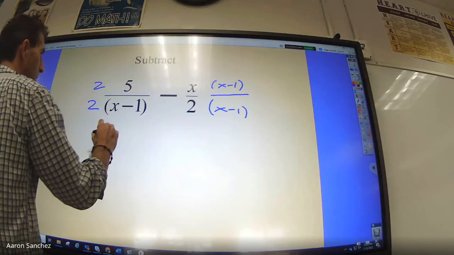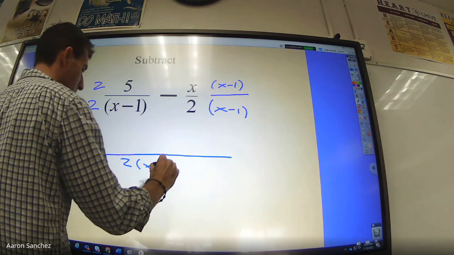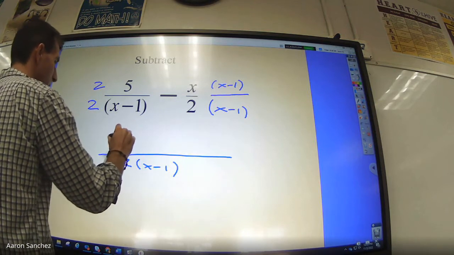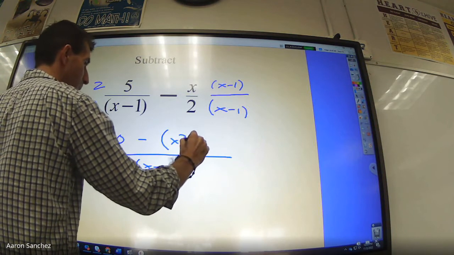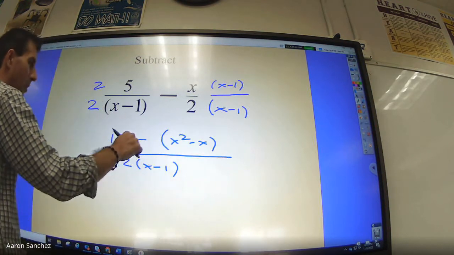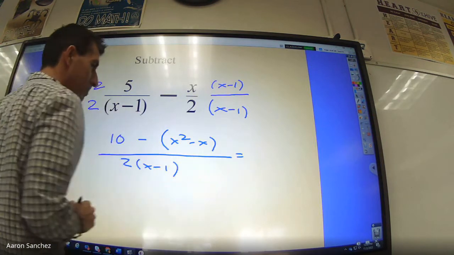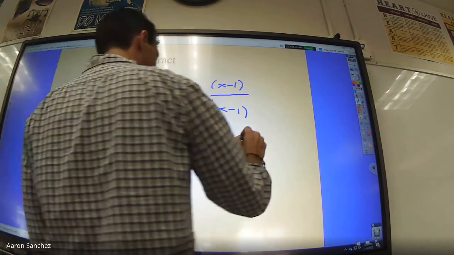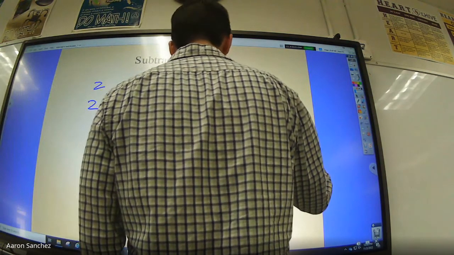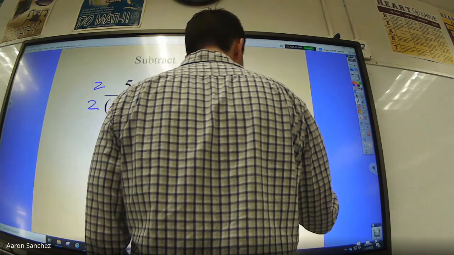So, the denominator is 2 times x minus 1. The numerator is 10 minus parentheses x squared minus x. Notice I kept this as positive and I put the negative here so I can see what it's going to equal. You see that step? Because the negative is going to change the signs. So, 10 minus x squared plus x over 2 times x minus 1.